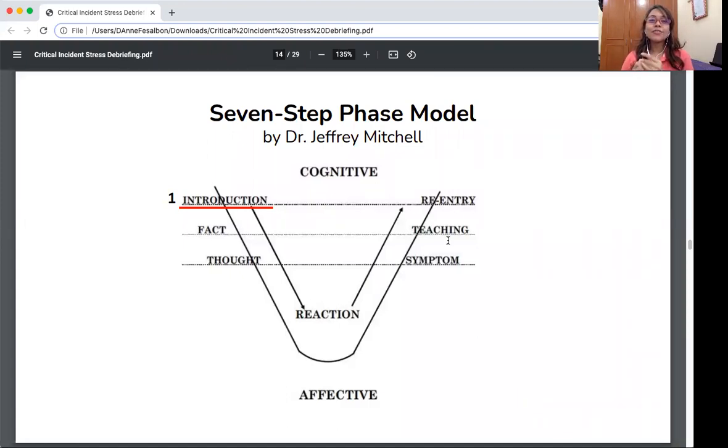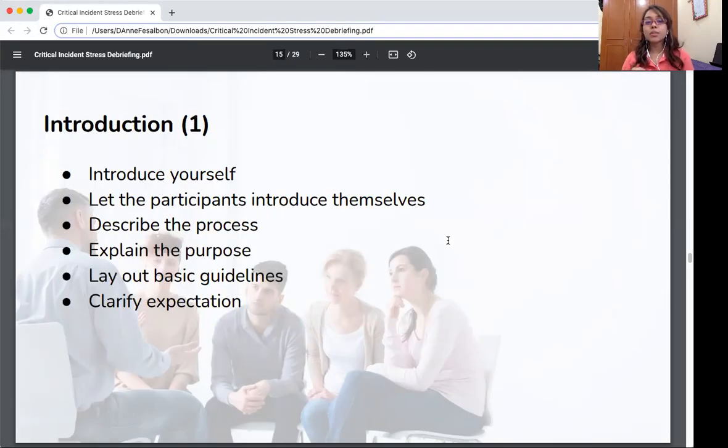Okay, the first one is called the introduction. The introduction is where you introduce yourself, you let the participants introduce themselves, then you describe the process. Usually this is where you're orienting them on what's going to happen throughout the next hours. Then you explain the purpose of why they're having this. Then you also lay out basic guidelines, like maybe they can't use the phone, or what should take place while the session is ongoing.